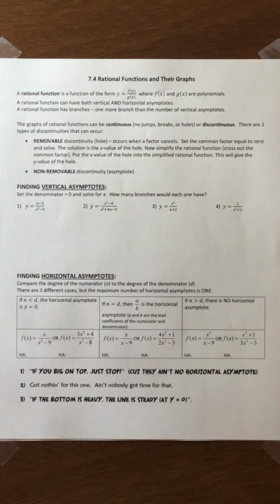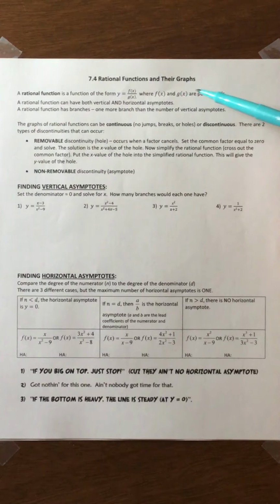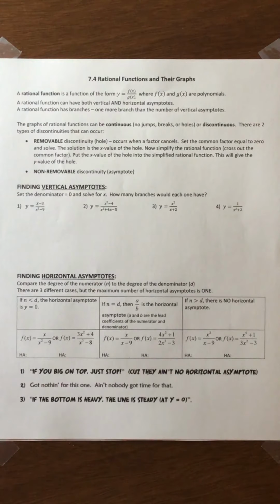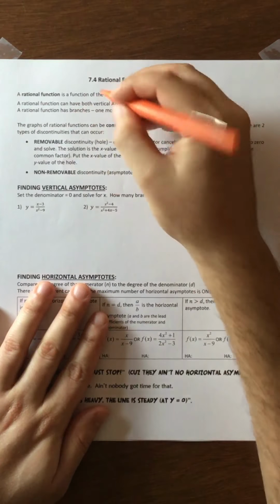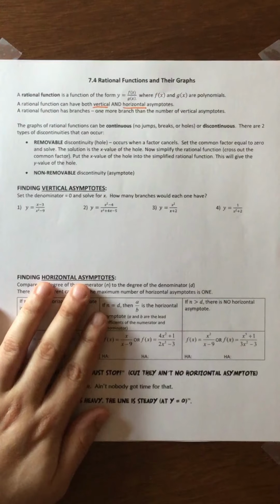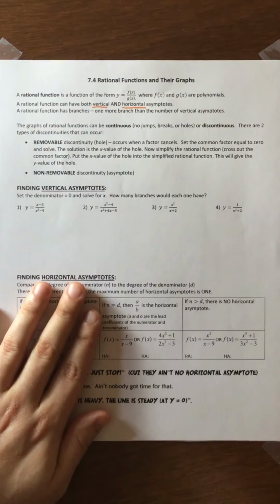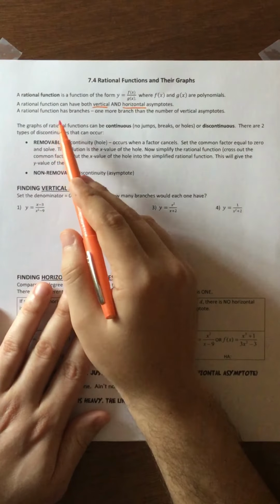Alright, a rational function is of the form y equals f of x over g of x, where f of x and g of x are polynomials. I'm going to highlight just some key things I want you guys to remember. A rational function can have both a vertical and horizontal asymptote. It doesn't have to, but it can have both. It can also have a third one, which we're going to see, called an oblique asymptote, but don't worry about that for right now. A rational function has branches.